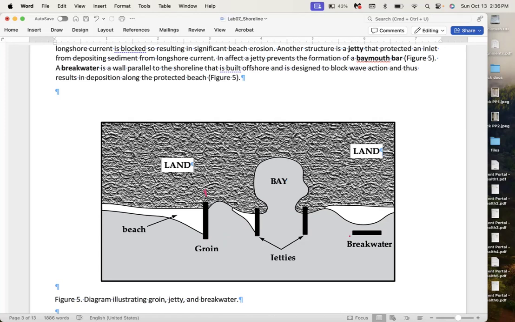And here we have something called a breakwater, and this prevents the waves from hitting that beach, and so sand develops behind it. And this is the whole thing behind jetties, groins. Jetties are like groins, except they protect the mouth of a bay and keep the bay from filling up with sand across here, which would be a bay mouth bar. Okay.